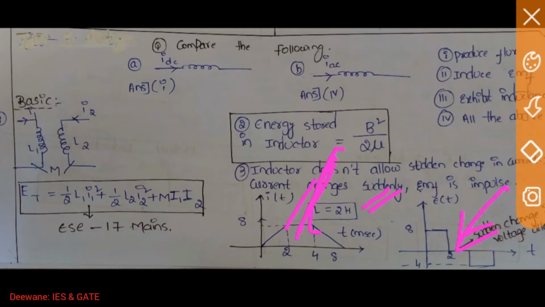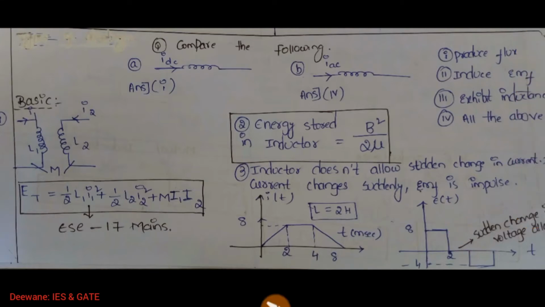You just differentiate here. d by dt of a constant is 0. So from 2 to 4, the EMF is 0, and there is a sudden change of voltage here. So if the voltage suddenly changes like an impulse, the current will change. This I want to tell you. Just move ahead.